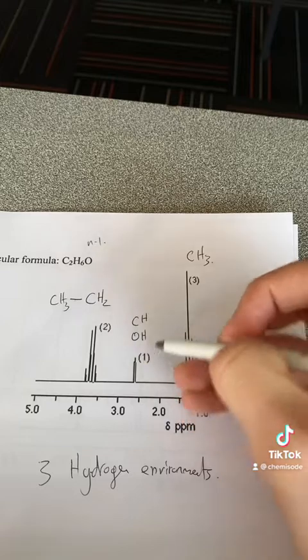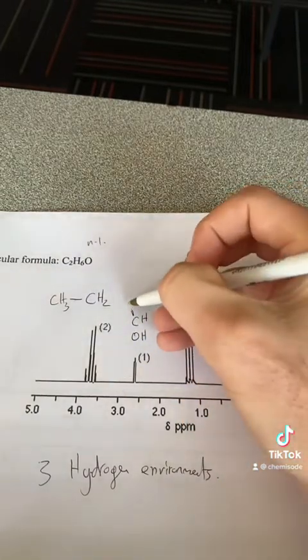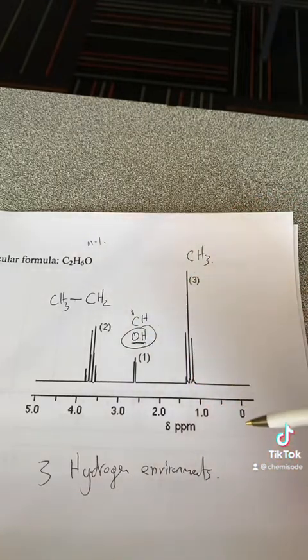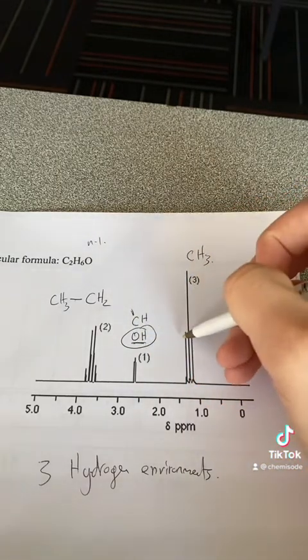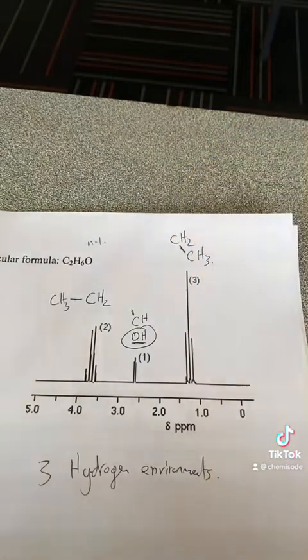This one here either means that it's a hydrogen bonded to a carbon with no hydrogens next to it, or it's going to be a hydroxyl. So therefore, I'm going to assume it's a hydroxyl there. This one here has been split into 3, so therefore it's neighbours with a CH2.